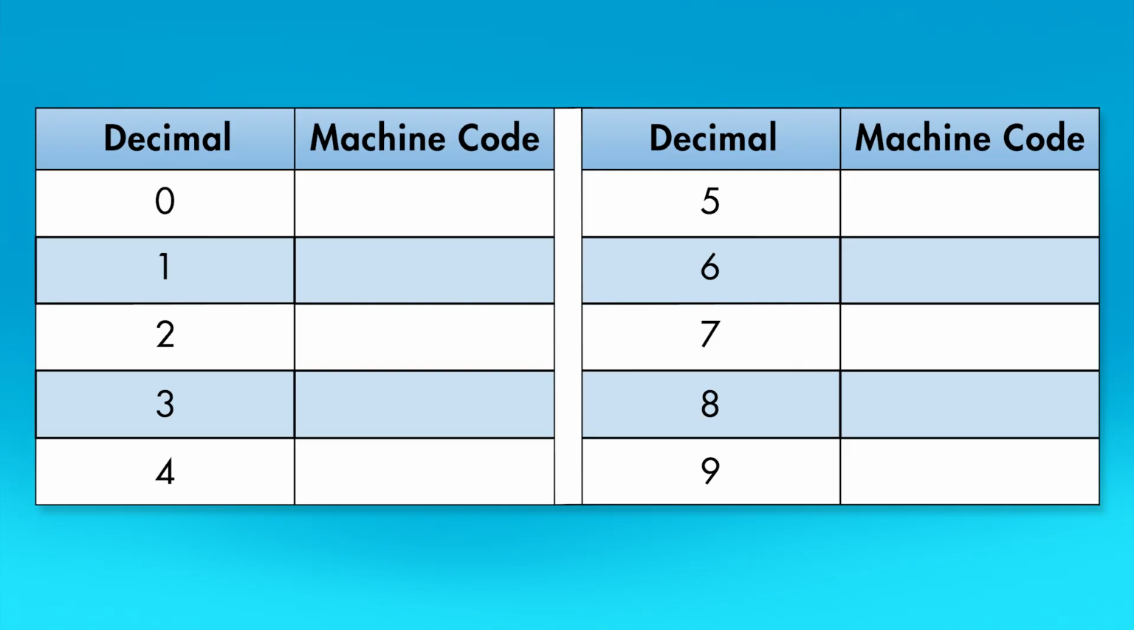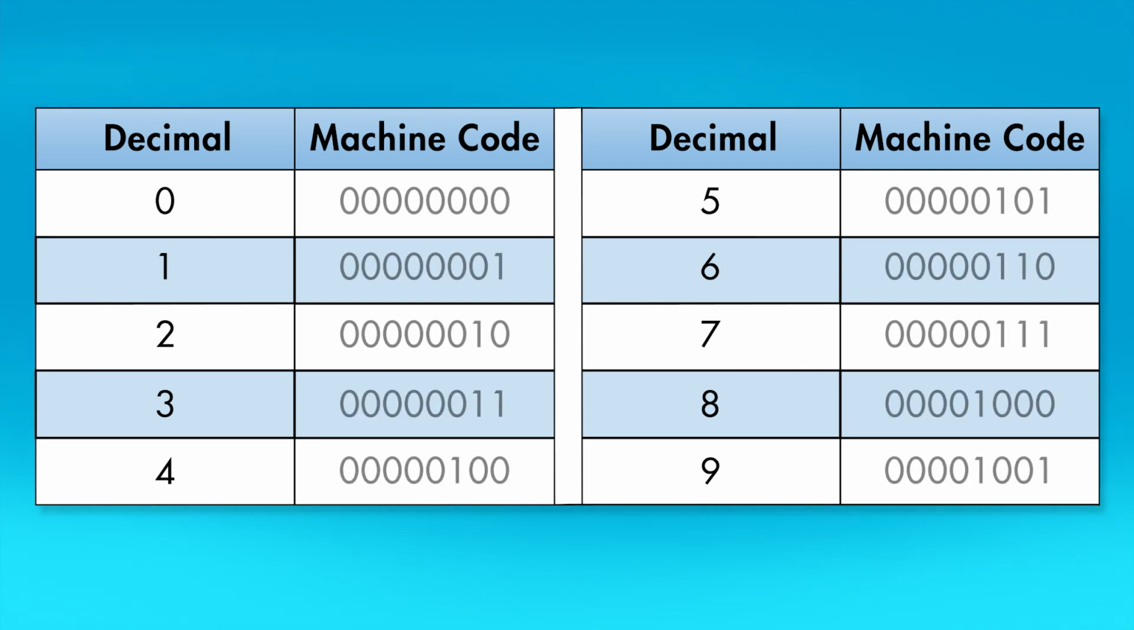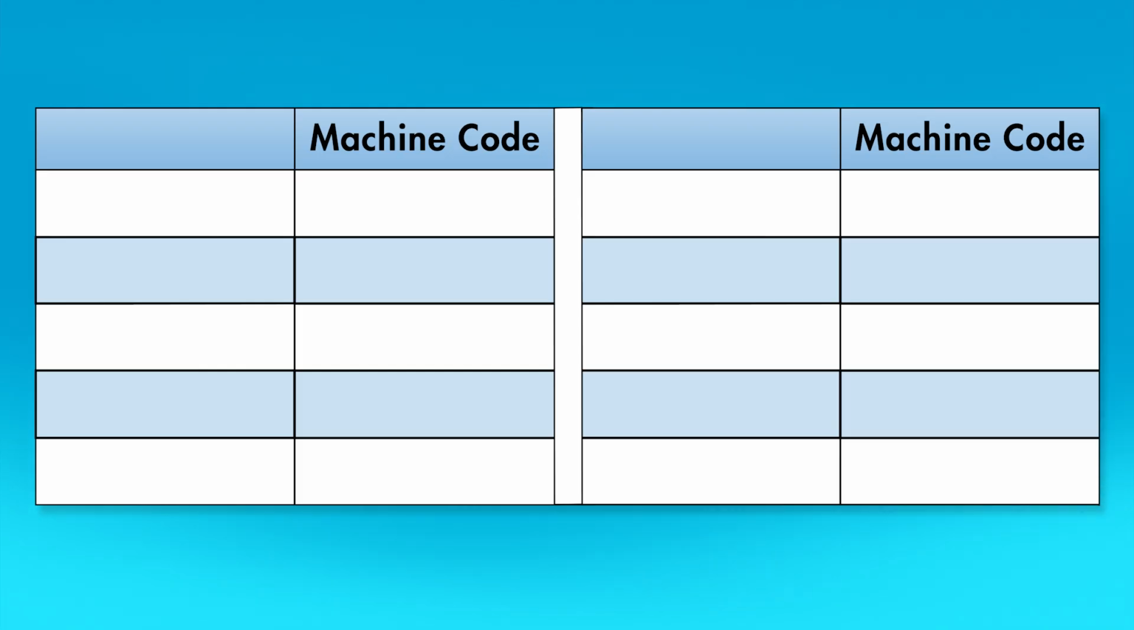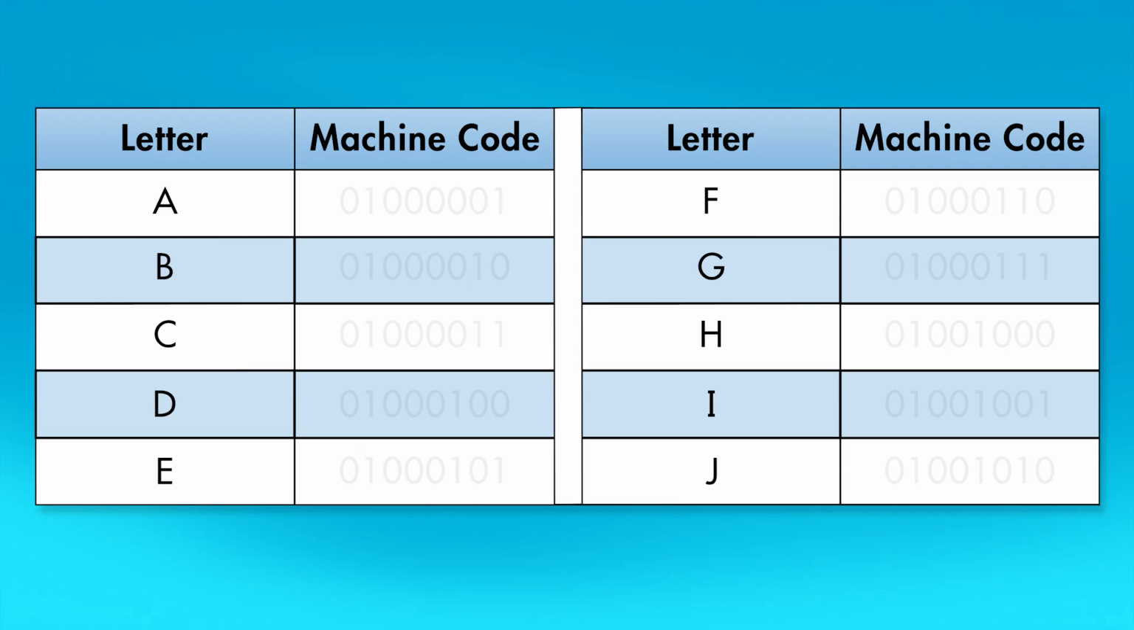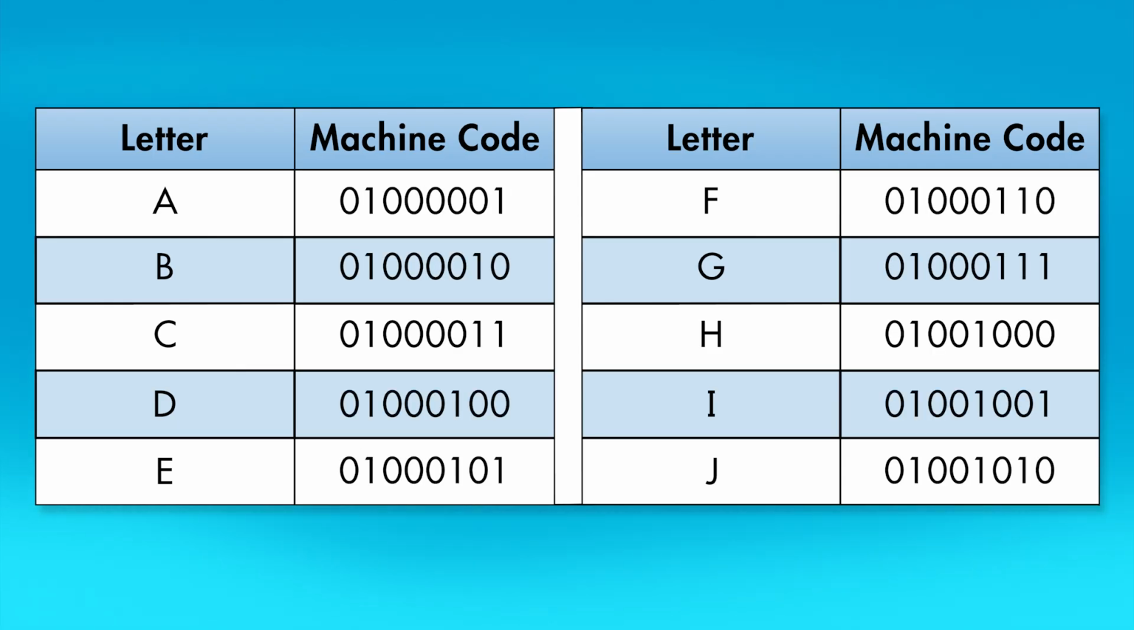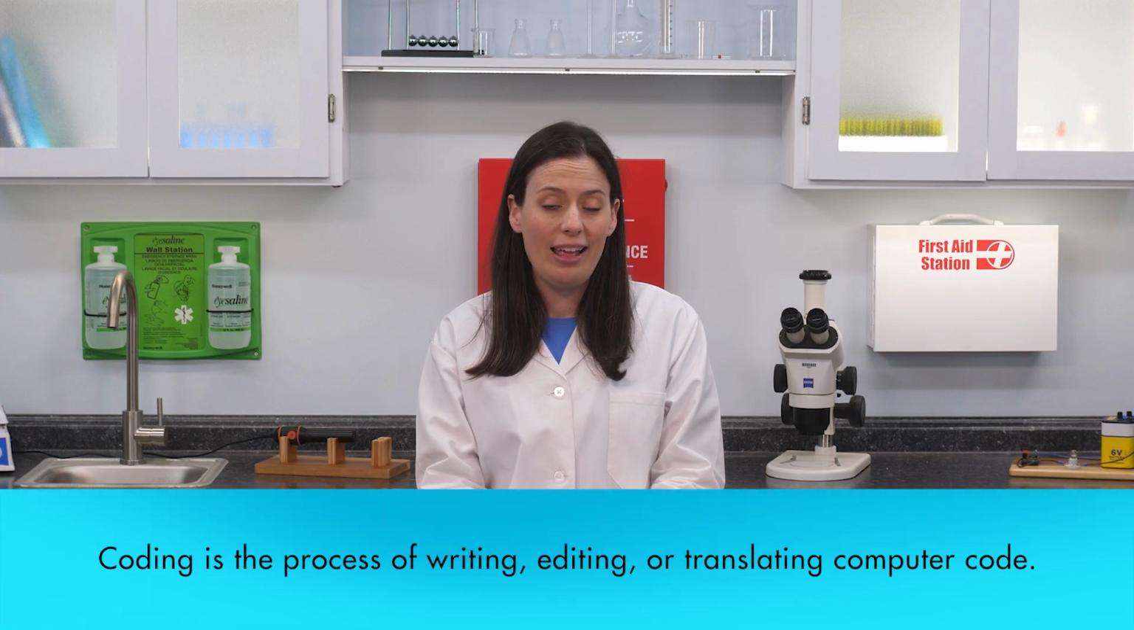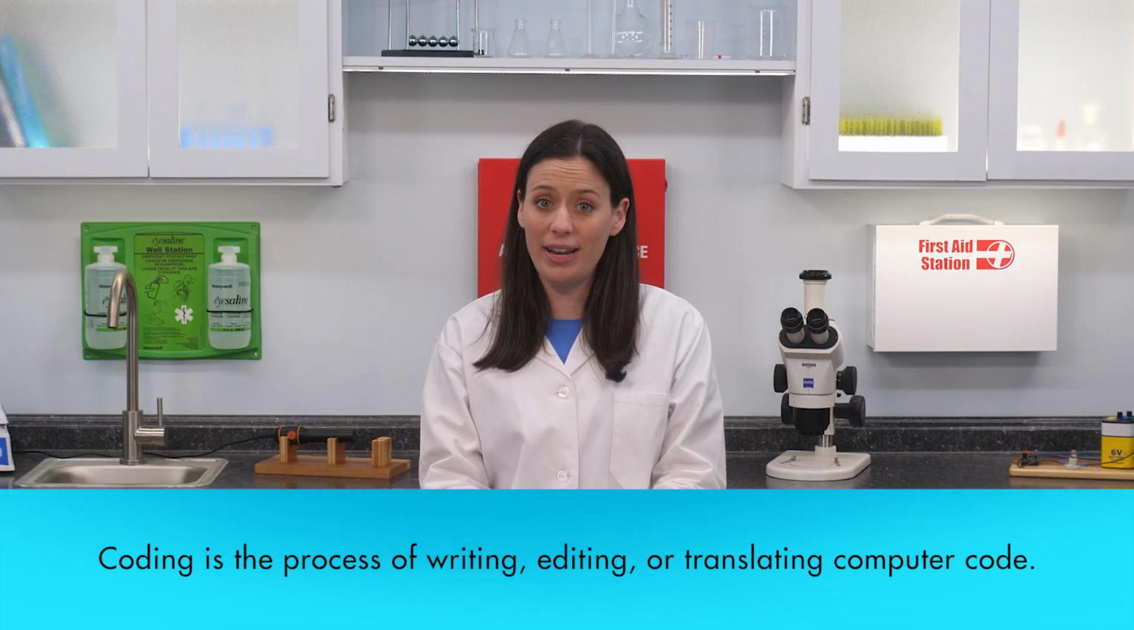Computers read bytes of data, so binary numbers are represented by 8 digits in machine code. If we look at this table, we can see how the decimal numbers 0 through 9 are written in machine code. The computer also uses bytes of data to represent letters of the alphabet. Here we see the letters A through J written in machine code. The process of writing, editing, or translating computer code is called coding.